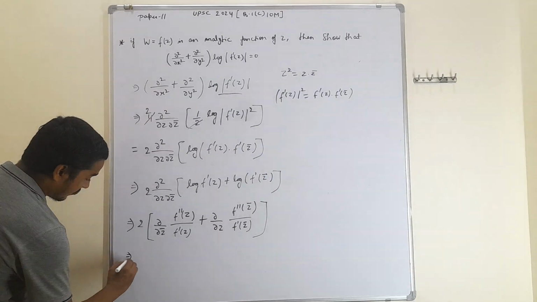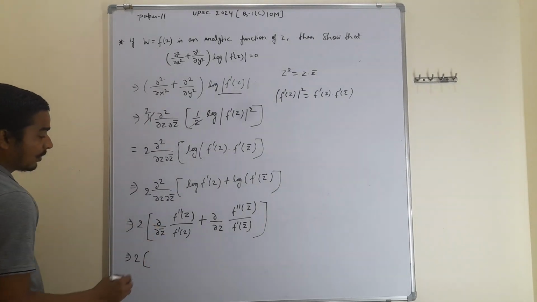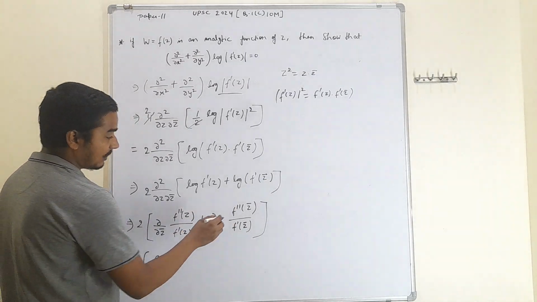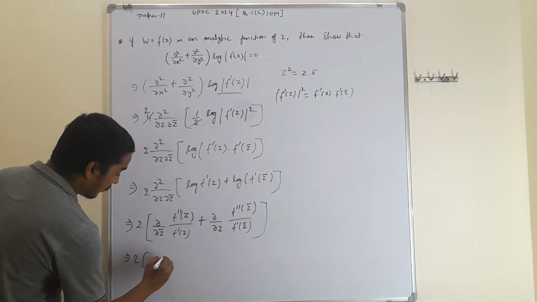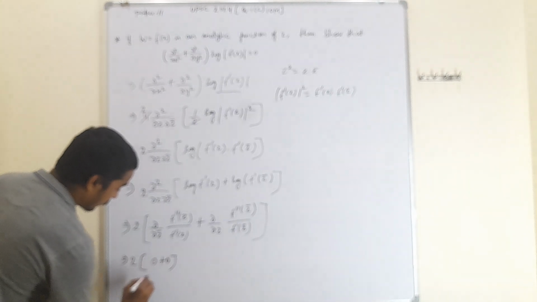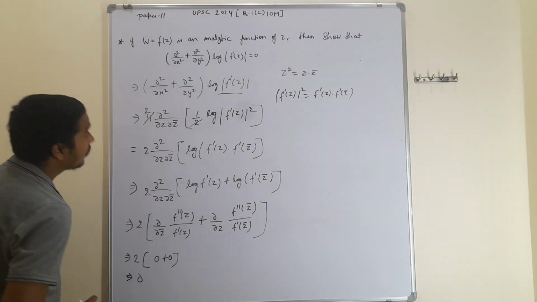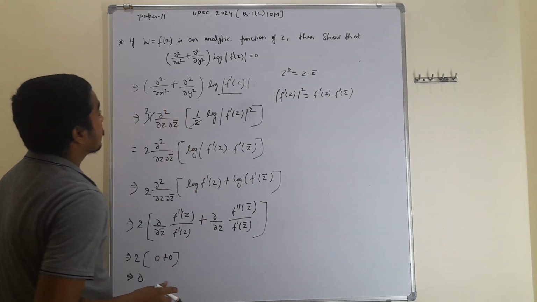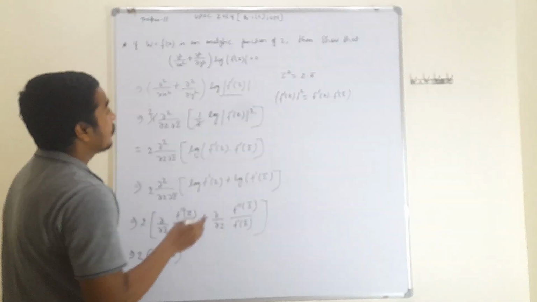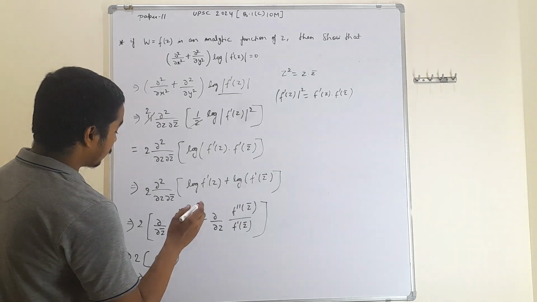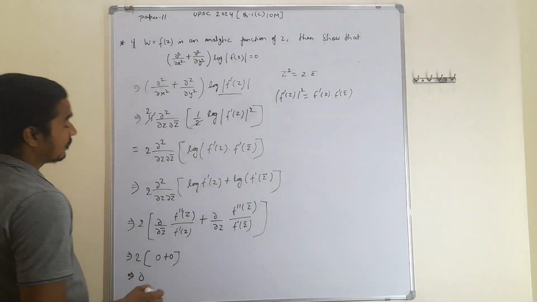Again, differentiating with respect to z̄, f is not a function of z̄, so the differentiation of this function is 0. And also ∂/∂z, f'' is a function of z only, so here also we get 0. We get ∂²/∂x² + ∂²/∂y² log|f'(z)| equal to 0. Hence proved.